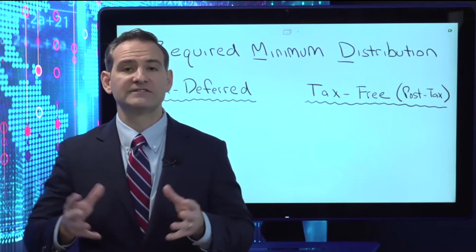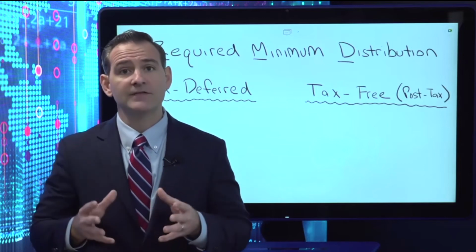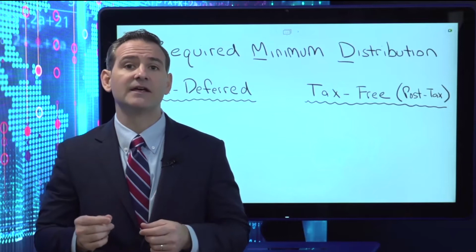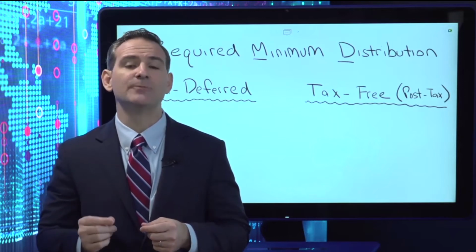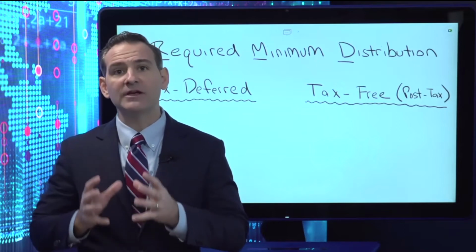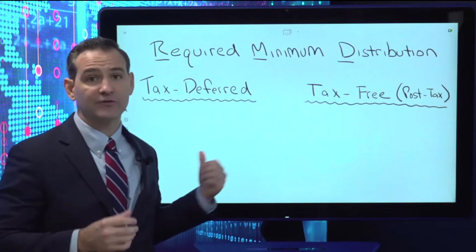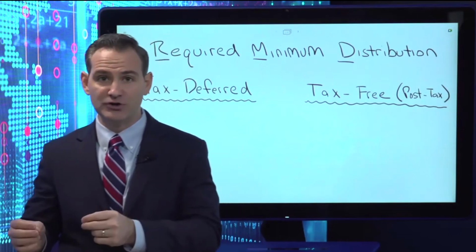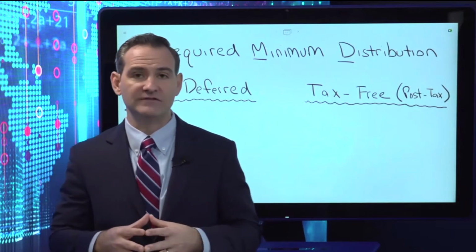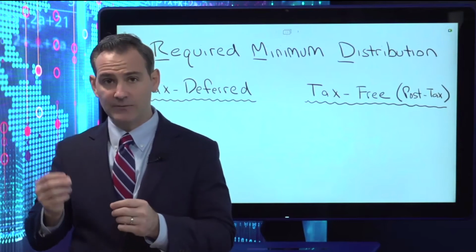So first, let's start with what is a required minimum distribution. This is the tax code stating that on an annual basis, once we turn a certain age, we have to begin distributing money from our tax-deferred savings accounts. And we're going to talk more specifically in a moment about which plans we have to take required minimum distributions from versus the ones that we don't. So every year, starting at 72, we have to start taking money out.